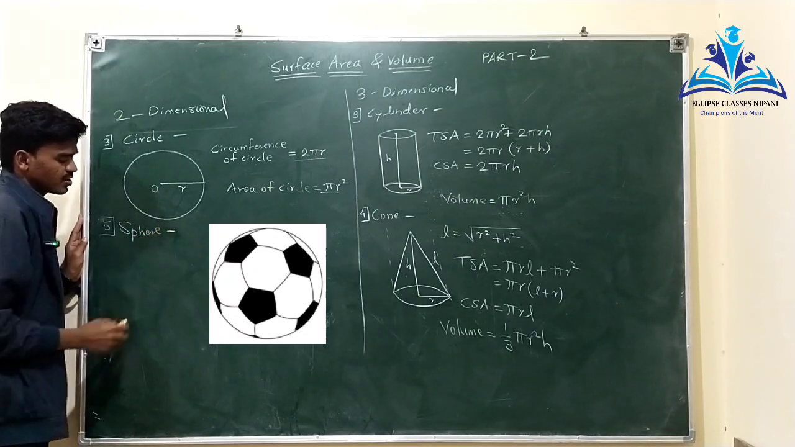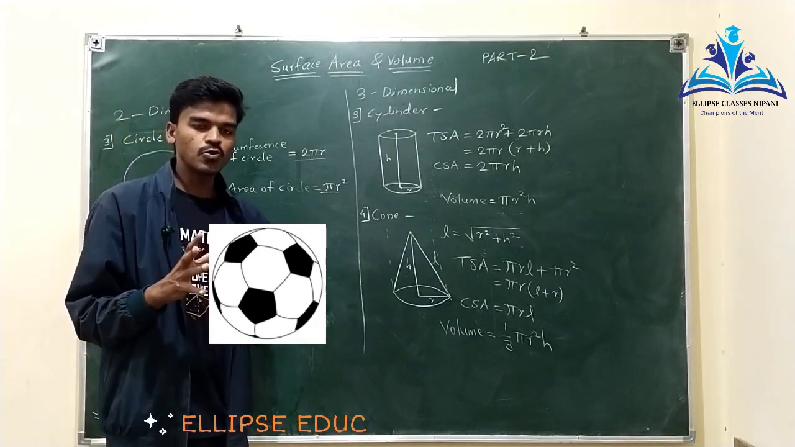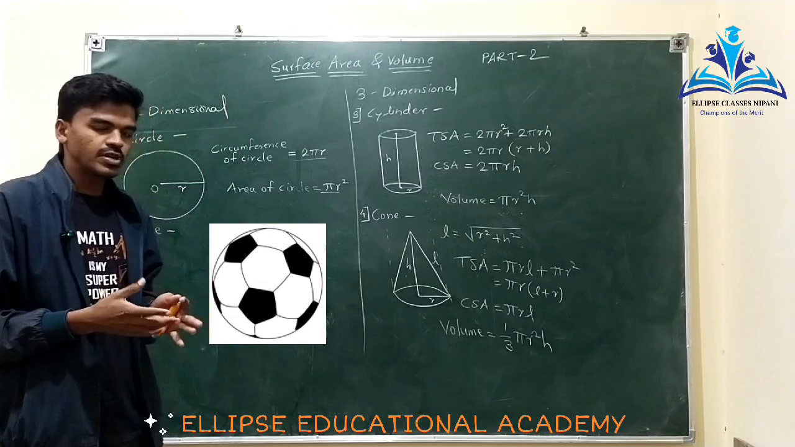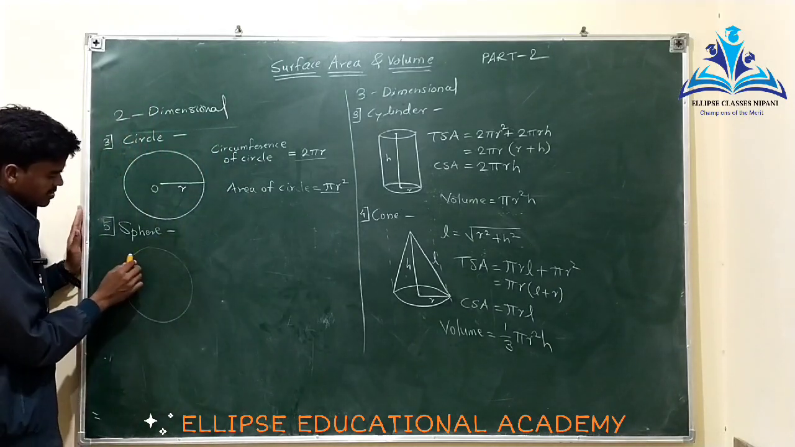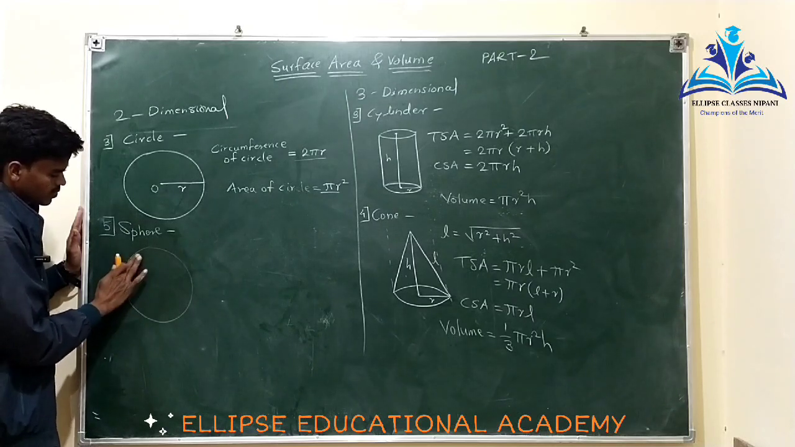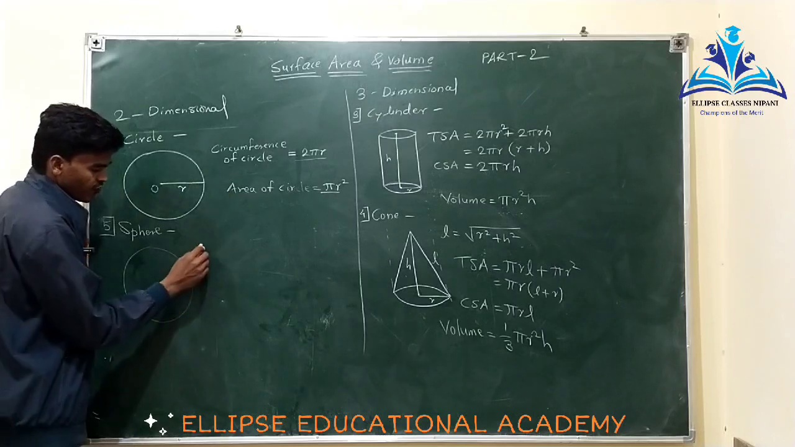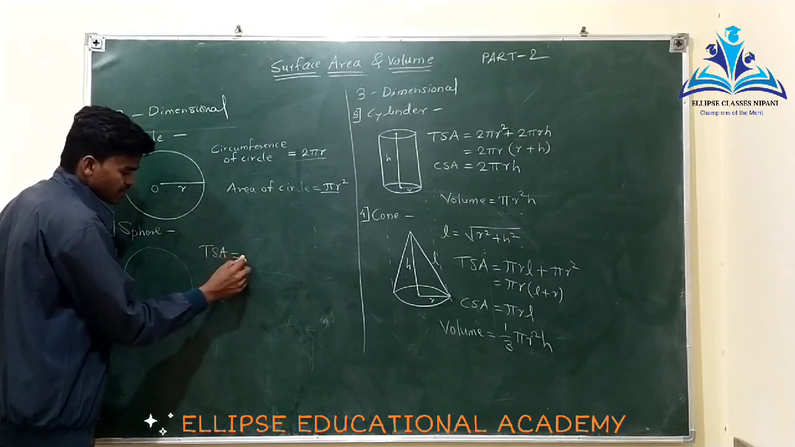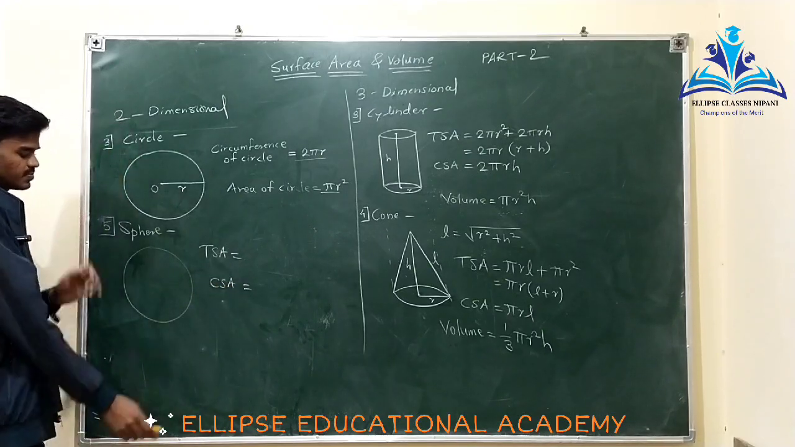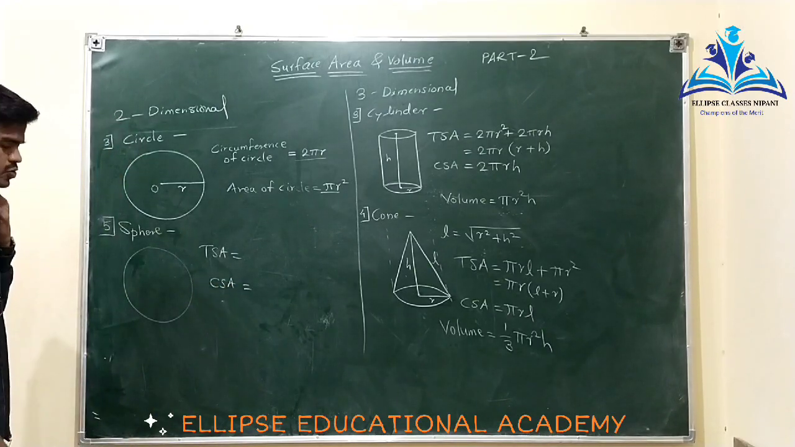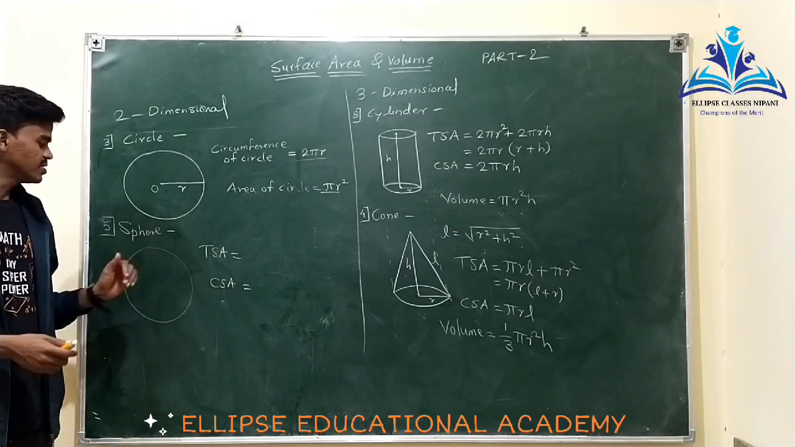Here, sphere. Sphere means a ball like a football. Football shape is our sphere. So let's discuss this shape. This is my sphere. Now we need to calculate the total surface area of this sphere, the curved surface area of this figure, and also the volume of this. So let's discuss the sphere.